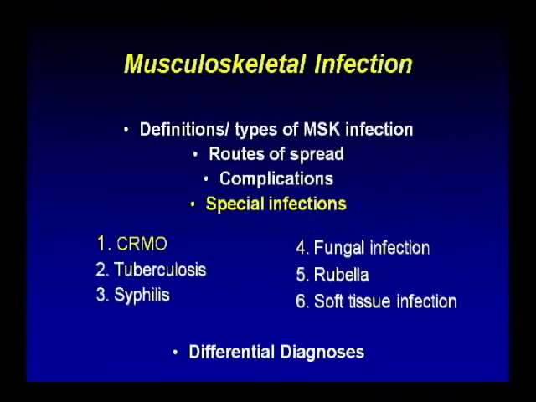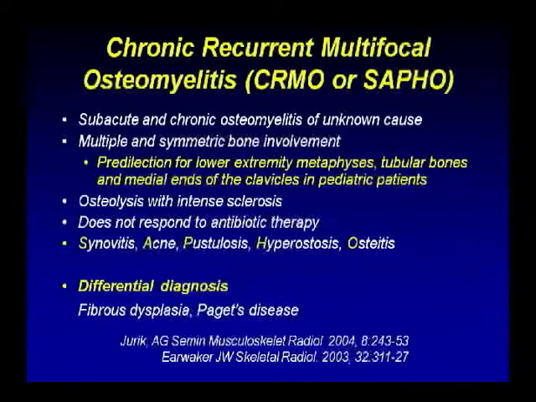So finally, we want to look at these special infections, and the first one we want to look at is chronic recurrent multifocal osteomyelitis. This is a subacute chronic osteomyelitis. It's not really clear where it comes from. You cannot isolate organisms in these patients. So it involves multiple bones, typically the lower extremities, metaphyses, tubular bones, and very, very typical is it involves the medial end of the clavicles in pediatric patients. And then you may see osteolytic changes with intense sclerosis occasionally, and it does not respond to antibiotic therapy.